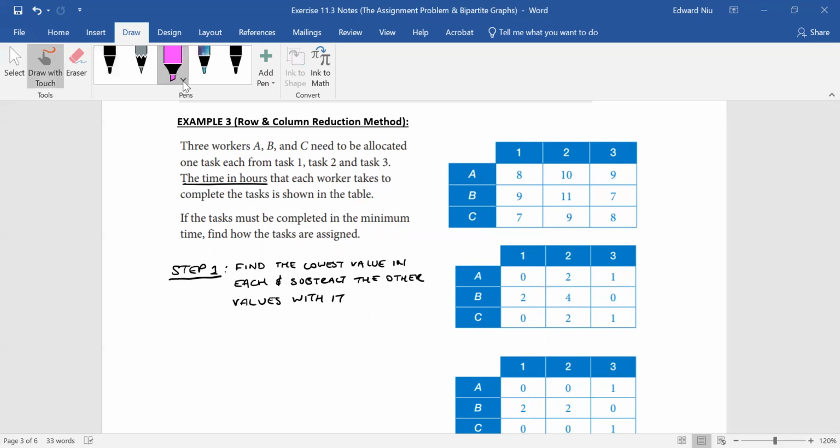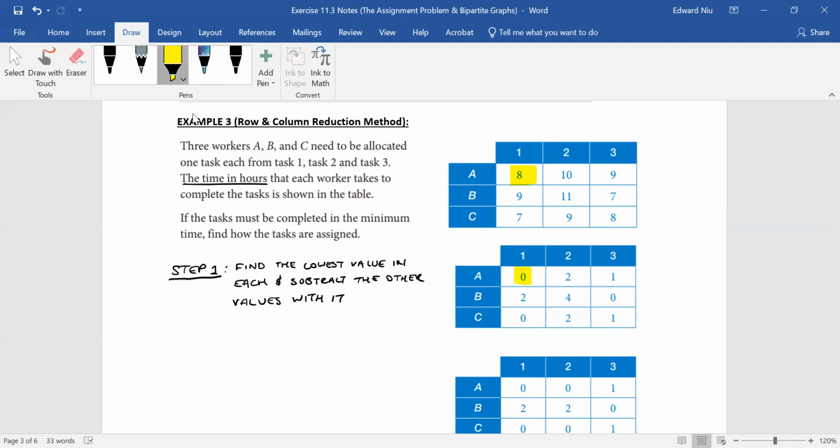If we grab out our highlighter, we've got 3 rows representing 3 people. So person A can do job 1 in 8 hours, job 2 in 10 hours, job 3 in 9 hours. Okay, we find the lowest, and that's 8. We then subtract this entire row by 8. So 8 take away 8 will get us 0. And then 10 take away 8 will get us 2. 9 take away 8 gets us 1.